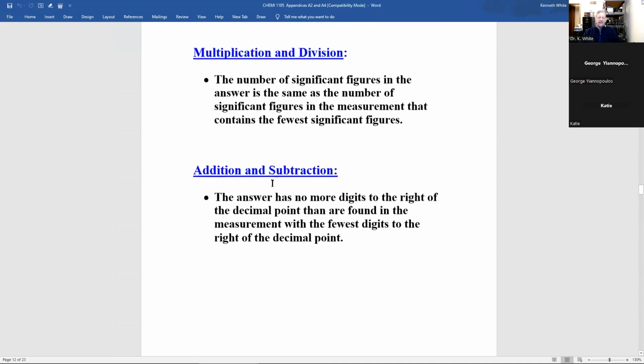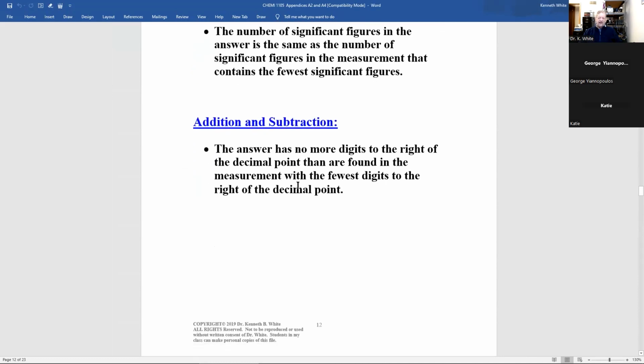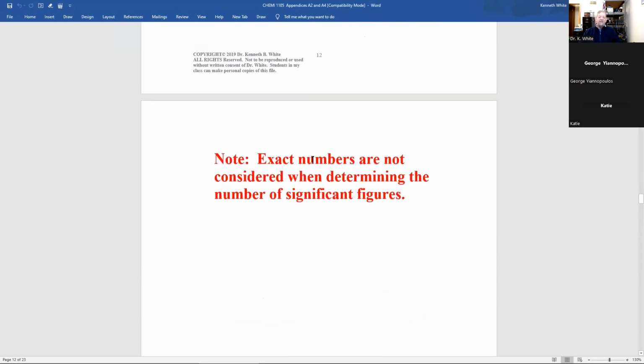All right, so those are the operational. Most of what we'll be doing this semester is multiplication and division, and we'll do more when we go through the problem set. Now, exact numbers are not considered when determining the number of significant figures. What does that mean? Well, let's look at an example.